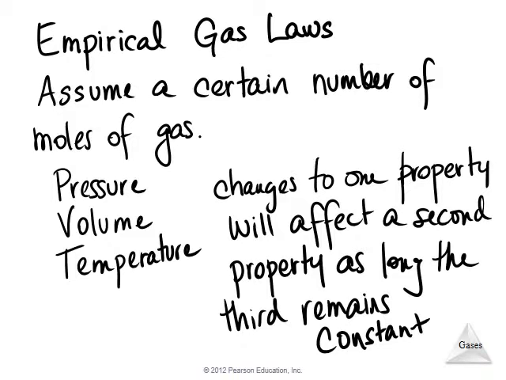Okay, so when we talk about the empirical gas laws, we're going to assume that we've got a certain amount of gas. We're going to hold one of its variables constant, and then we're going to make changes to another one and see what happens to the third. And that's all the empirical gas laws do. We call them plug and chug problems because the equations are very easy and the calculations are very easy.